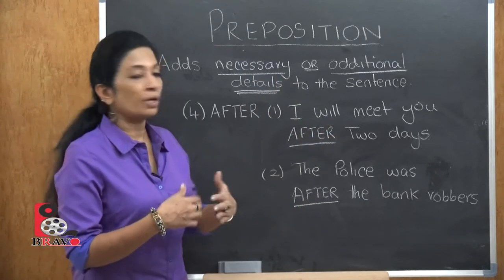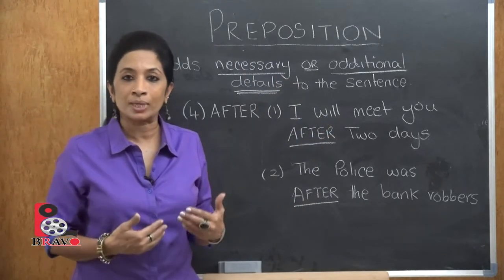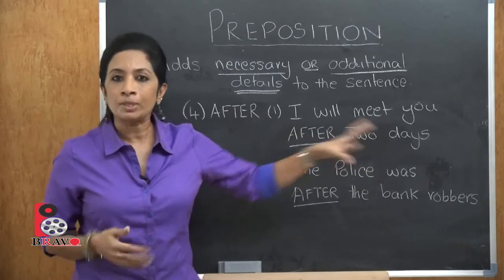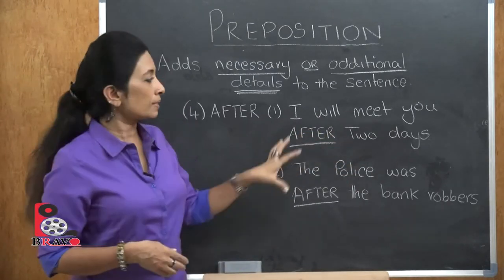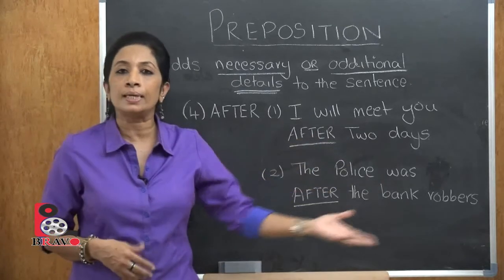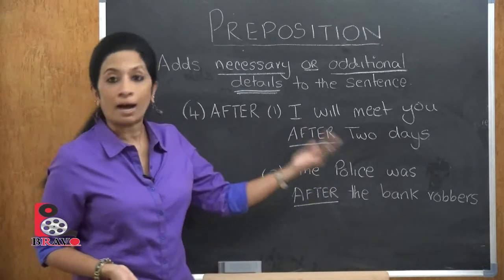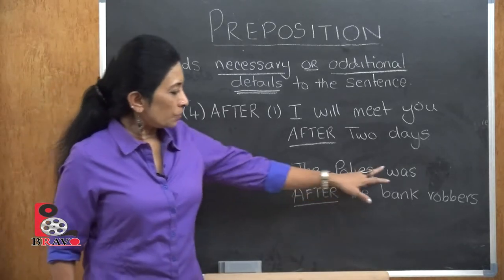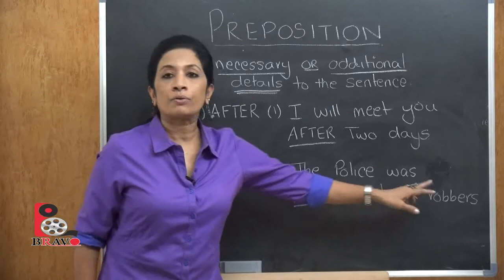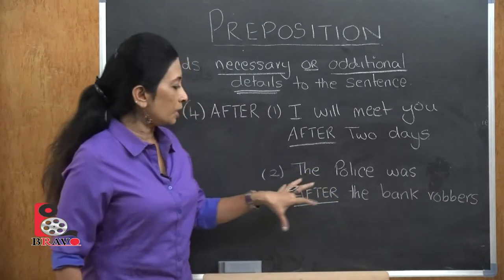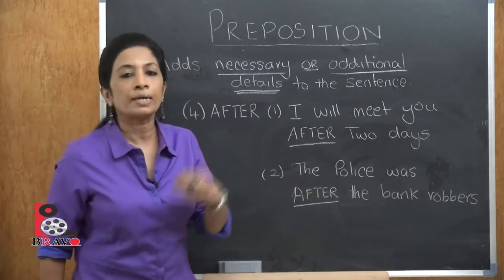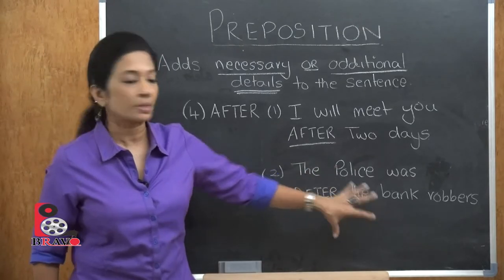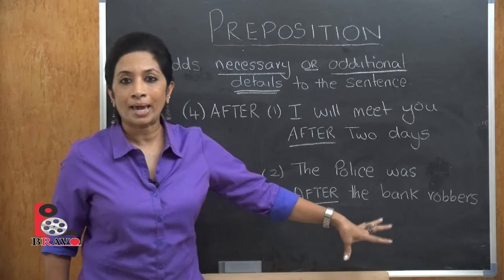So that means he's not going to meet the person in the first 2 days. Definitely not. If you say I will meet you in 2 days, that means you are meeting within the 2 days. So this is after 2 days, means it can be with the third day, it can be even the week, but it will be after the 2 days. Second one, the police was after the bank robbers. So the policeman was chasing after, running behind. That's what the meaning is, he's in intention of catching the robbers. So he's going after the bank robbers.